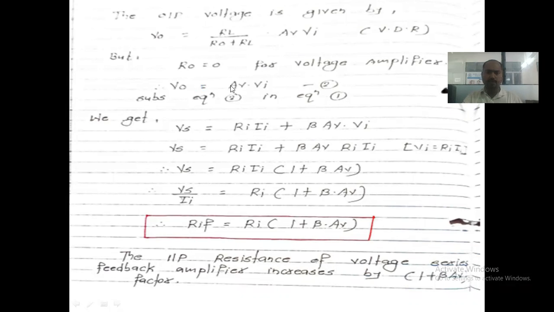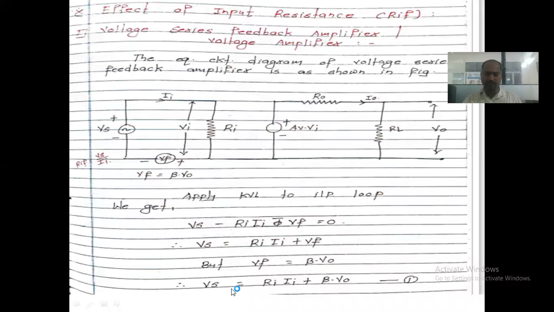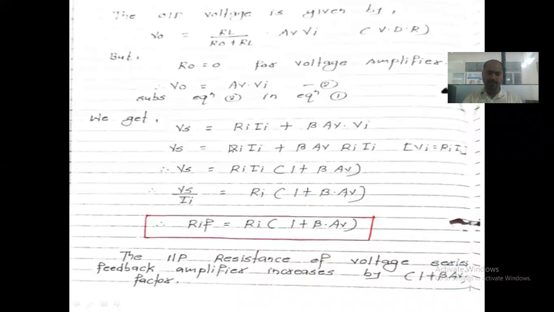So V0 equals AV into Vi. This is the equation which should come with respect to V0, and we take it as equation number 1. Vs equals Ri into Ii plus beta into V0. See, we take the V0 value from that equation.